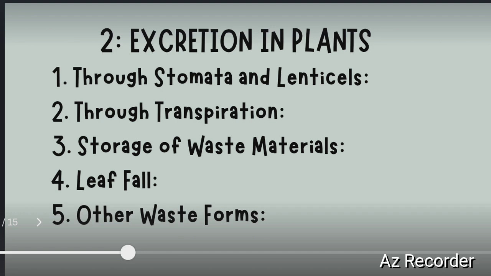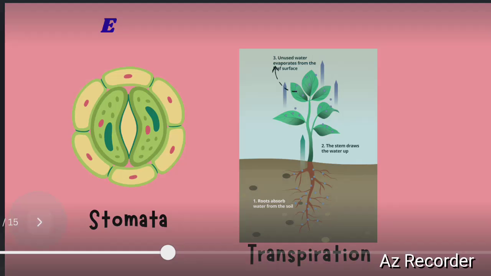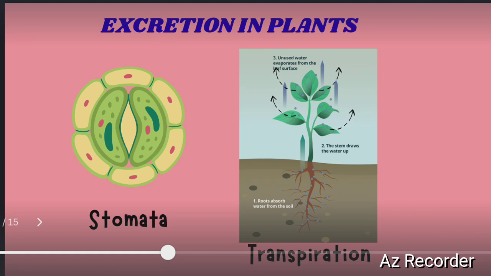Other waste forms include oils, tannins, and alkaloids, for example caffeine and quinine. These alkaloids are plant waste products. So this is all about excretion in plants. As I said, excretion in plants is a very simple process, not like that of humans or higher animals. It is not complicated; a very simple process of excretion takes place in plants.